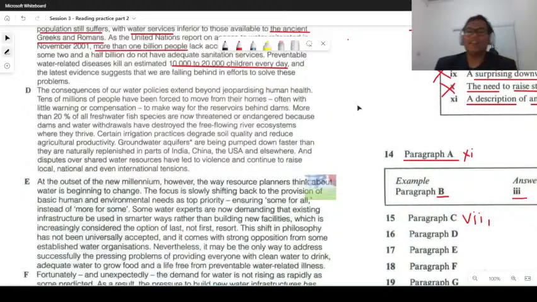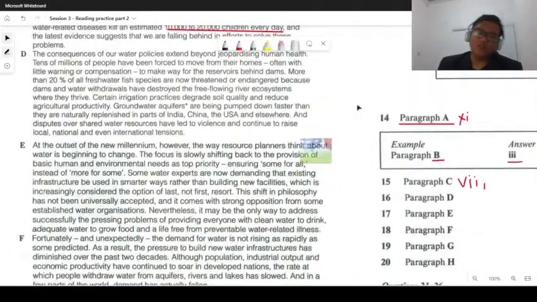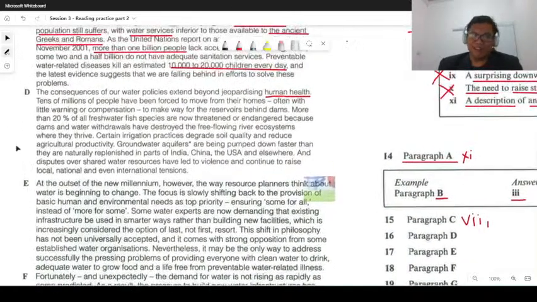All right, let's take a look at another question in the form of paragraph D, just to be sure that you can see how you find the answer. The consequences of our water policy extend beyond jeopardizing human health. See, this one also talks about human health, right? So let's take a look. Did we actually do it correctly for C? Tens of millions of people have been forced to move from their homes, often with little warning or compensation, to make way for the reservoirs behind dams.